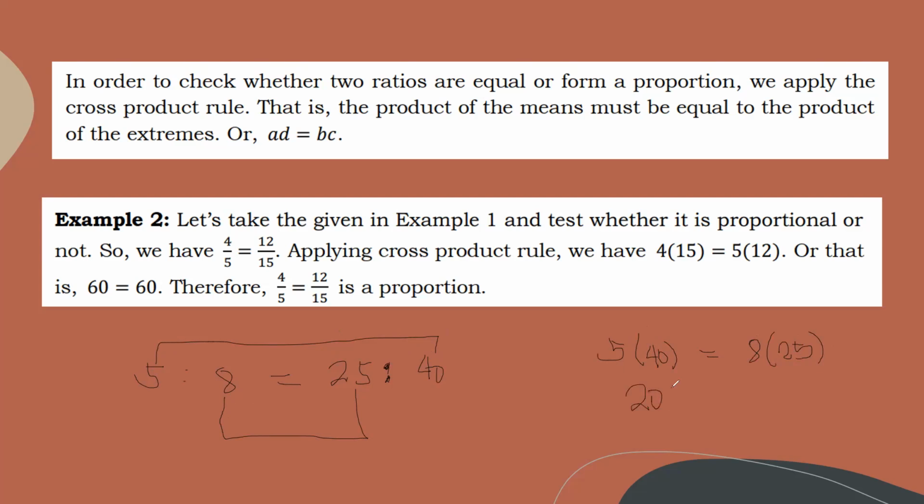Sabi mo nga 5 times 40 is 200. How about 8 times 25? What is 8 times 25? 200 din po. So ibig sabihin, correct, they are balanced. So ibig sabihin, 5:8 equals 25:40 is a proportion. Proportion po yan. Clear po? Para malaman natin whether a given is a proportion or not. Clear po tayo? Opo, sir. Okay po, clear tayo.